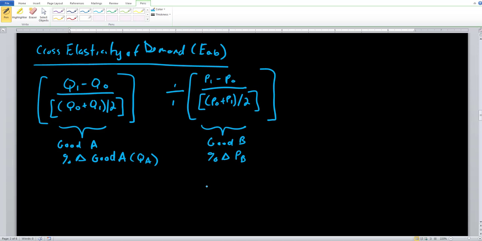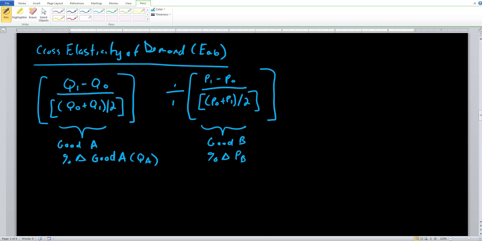And as you can notice, the midpoint formula is exactly the same, except now we're introducing two different goods. We're going to have a change in the quantity of good A, and we're going to have the change in the price of good B. So we have an initial starting point, we have an ending point. This information is going to be provided to you, and you solve it out in the same exact way as you did with the price elasticity of demand.